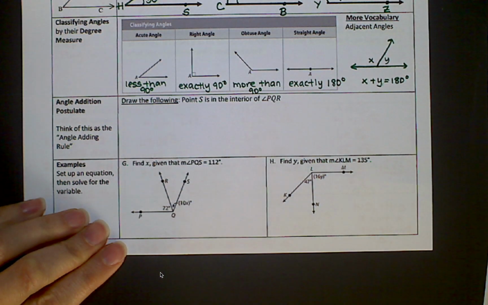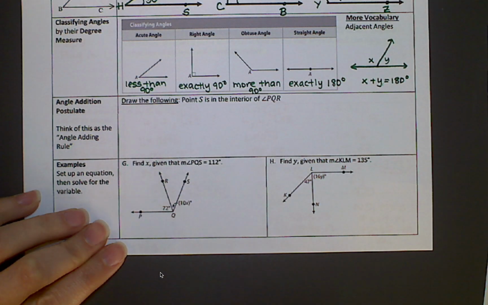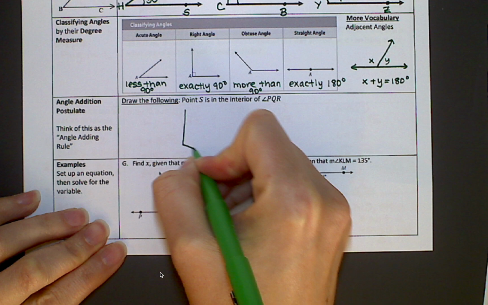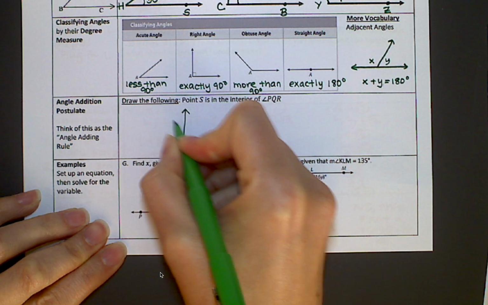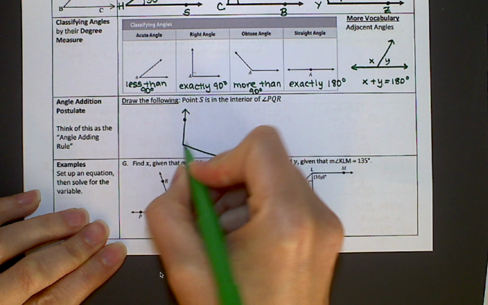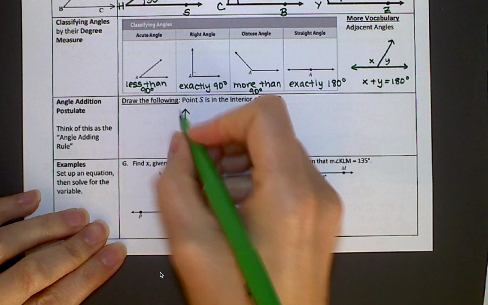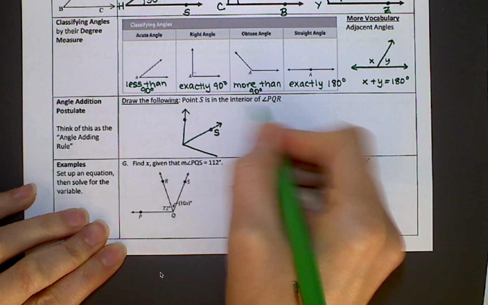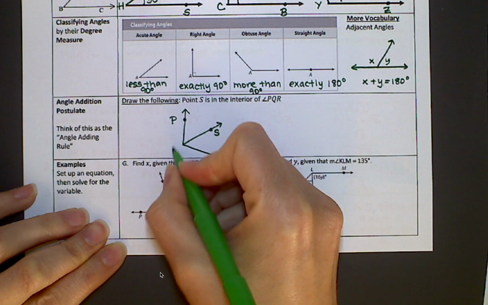All right, so let's talk about the angle addition postulate. This is very, very similar to segment addition postulate, except it's with an angle. So for instance, if I wanted to draw this angle, I have point S is the interior. So I have an S. And then the angle is PQR.